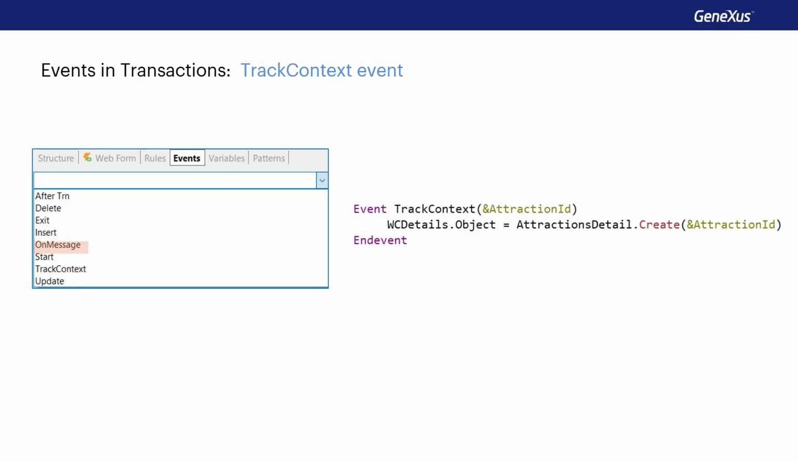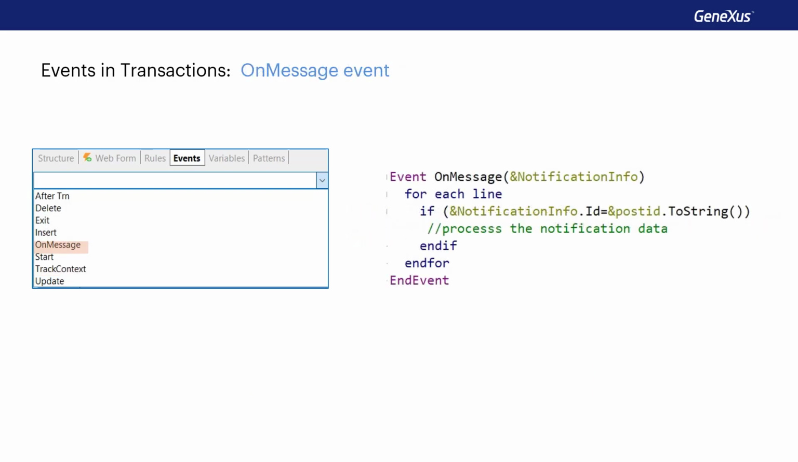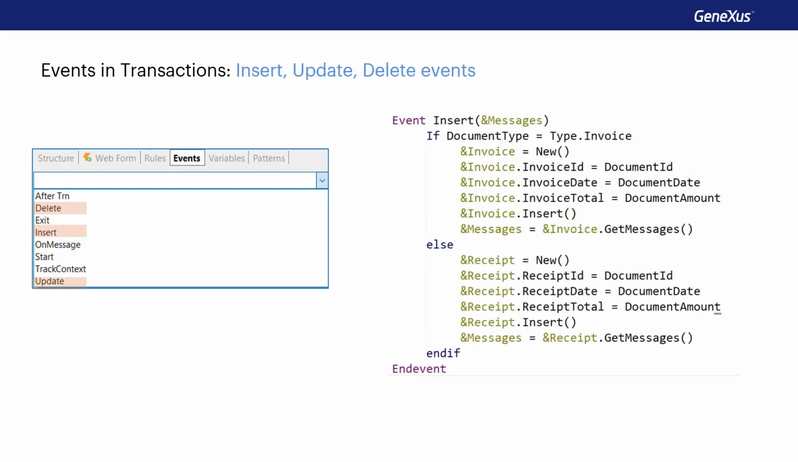The onMessage event, which is related to web notifications. The insert, update, and delete events, which, as we've seen, apply to the specific case of dynamic transactions and allow programming its behavior so that they're updatable.